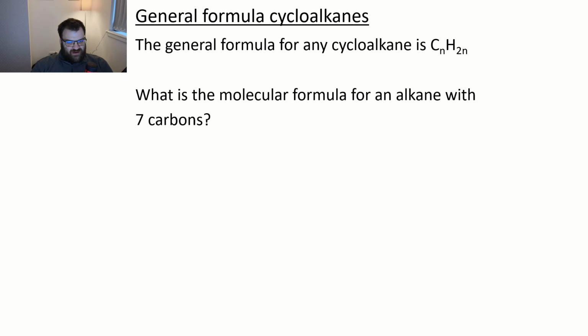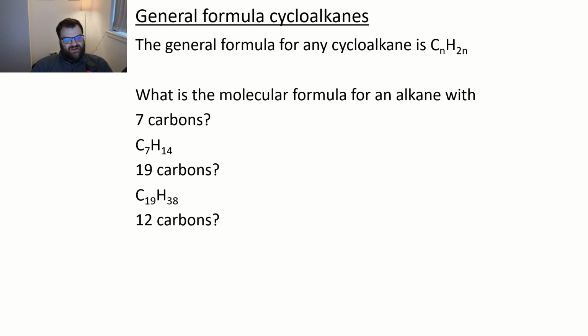If we're dealing with 7 carbons, double would be 14. 19 would give you 38. 12 would give you 24. And if you have 44 hydrogens, you need 22 carbons.